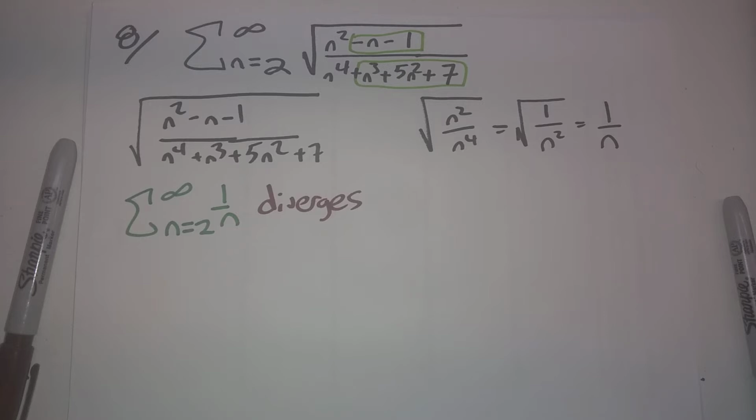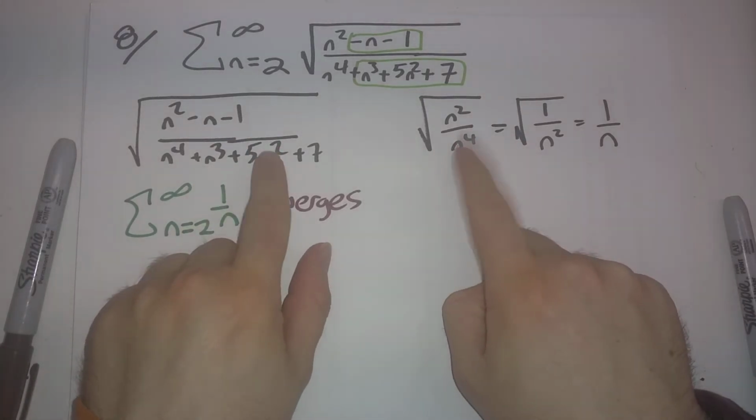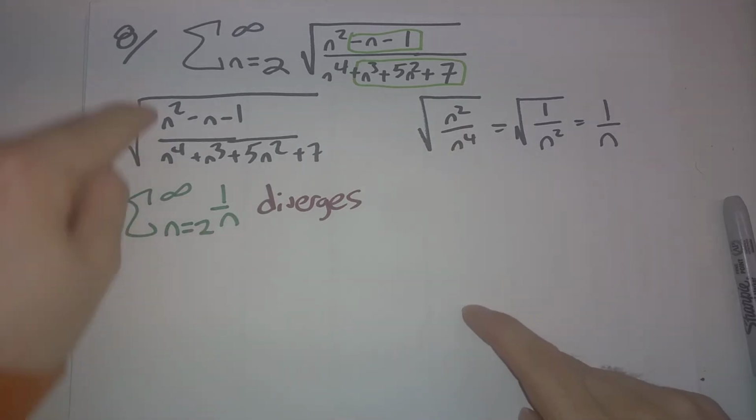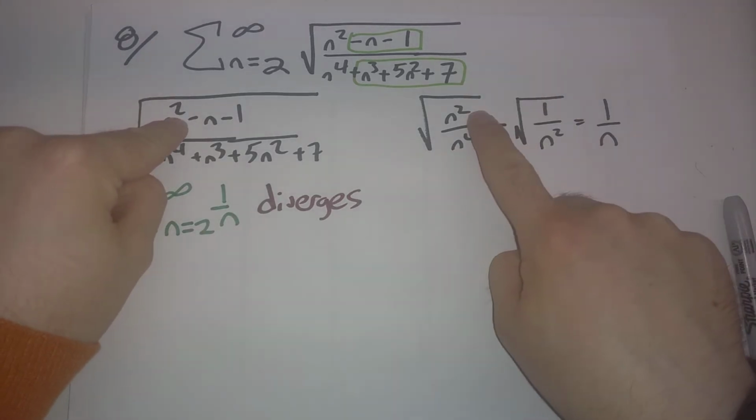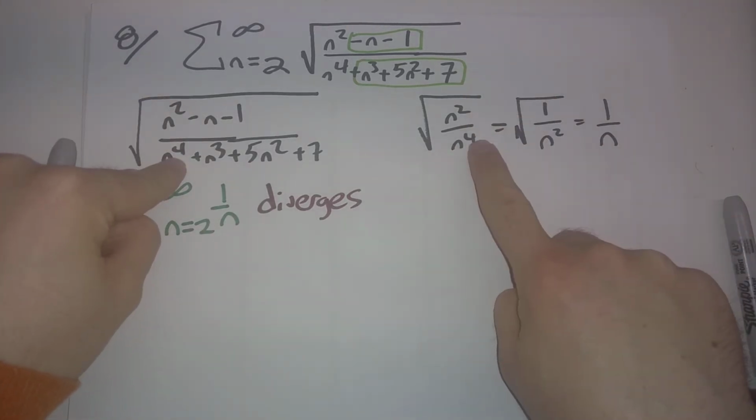I just have to figure out which comparison test to use. Will the direct comparison test do it? Will the limit comparison test do it? What direction do we have here? The numerator here is smaller than over here. The denominator here is smaller than over here.